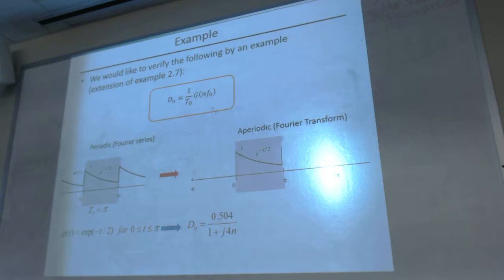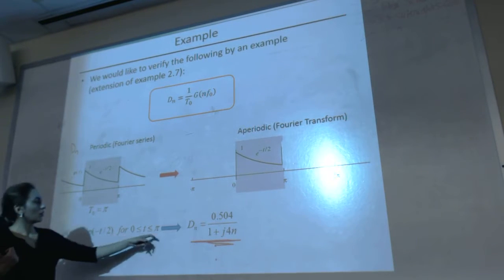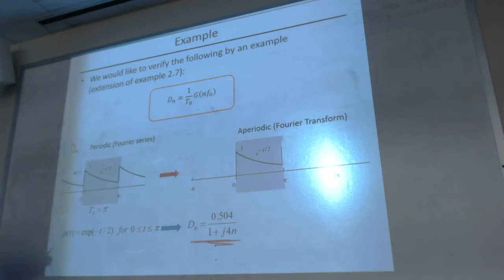Let's compare this in one example. This is the aperiodic signal that I have, something only between 0 and pi, and this is the function e to the power of minus t over 2 between 0 and pi. And this is a periodic version of that, where I'm repeating it every period. For these, I expect to have Dn, and we already calculated this in chapter 2. Now I'm going to calculate G of f for this and we are going to compare. We already know there is a very nice relationship, but let's do that.